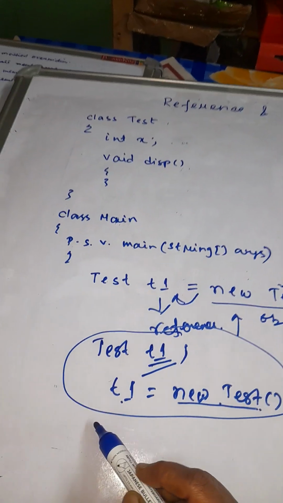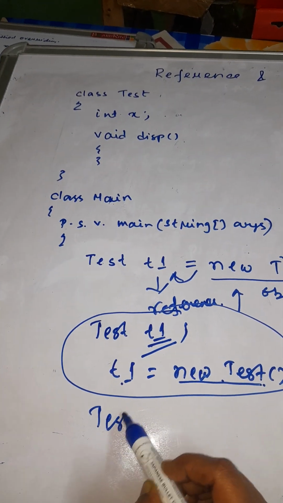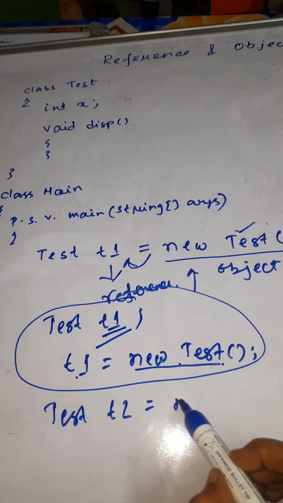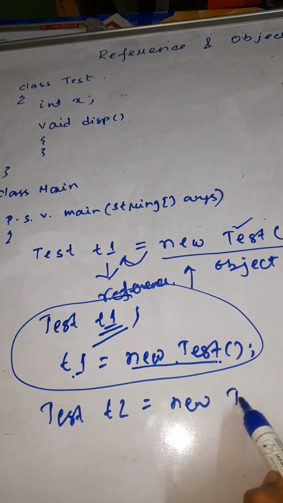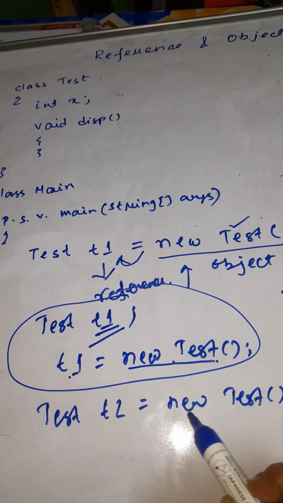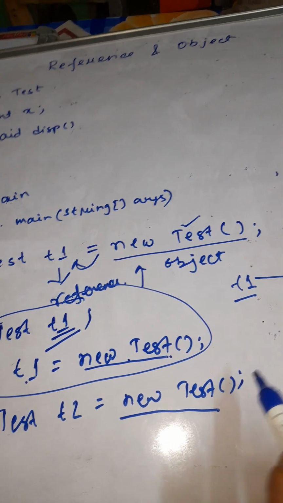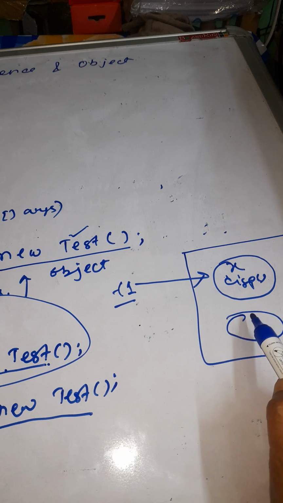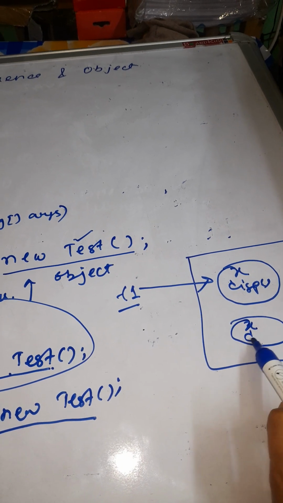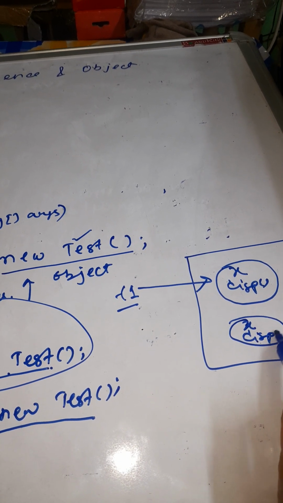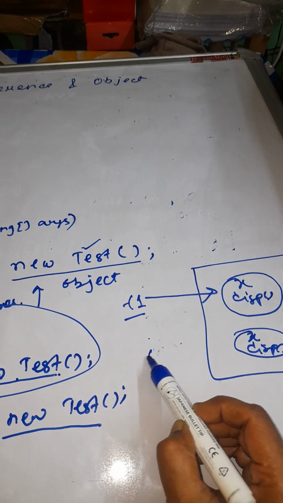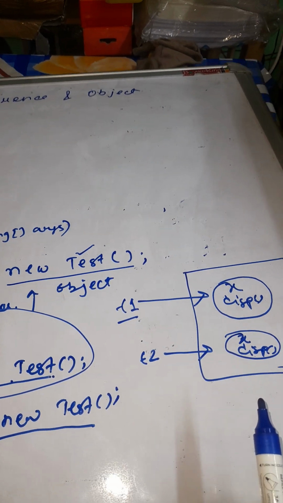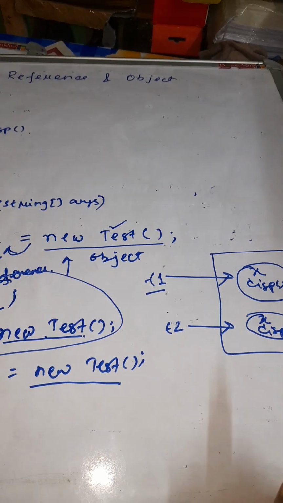Now if I want to create one more object, that one is Test t2. This is one more reference type of variable which will store the address of the new Test. So here again, when using new Test, one more object will be stored within the heap memory. Again here also one x variable and one disp method. Now t2 is the reference type of variable which will store the address of the new Test.